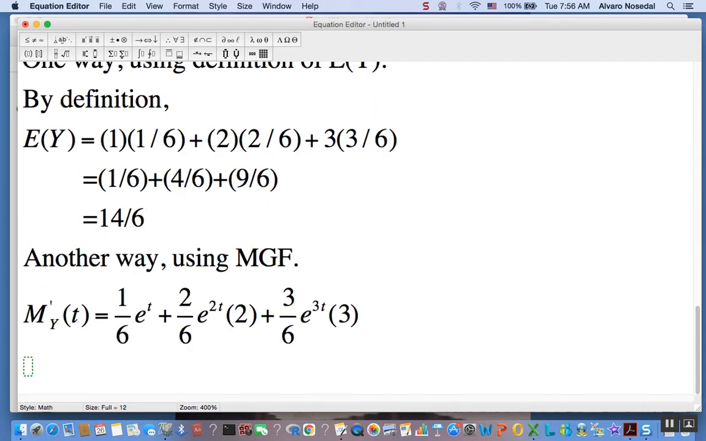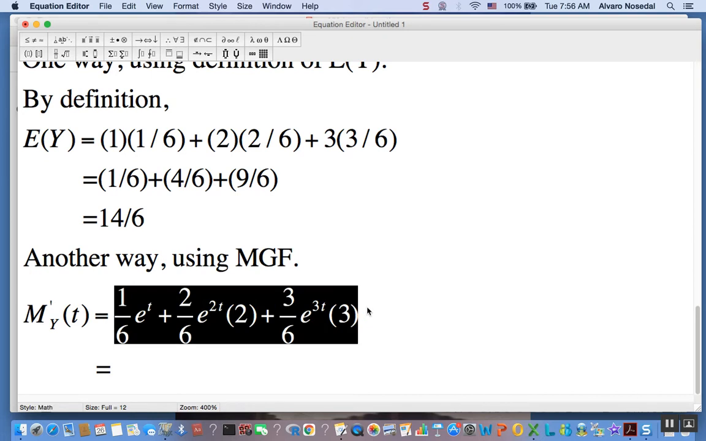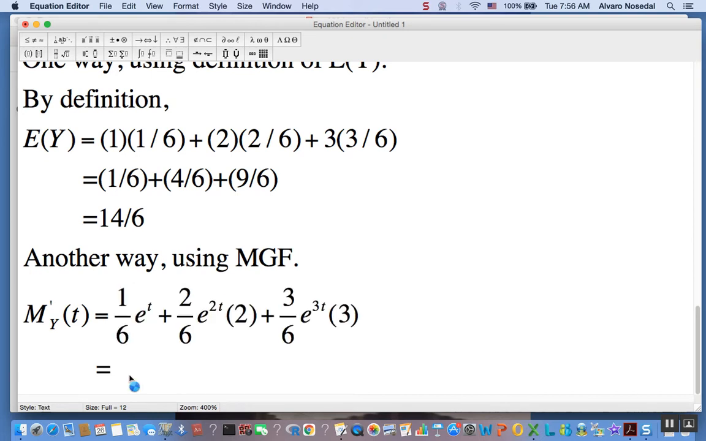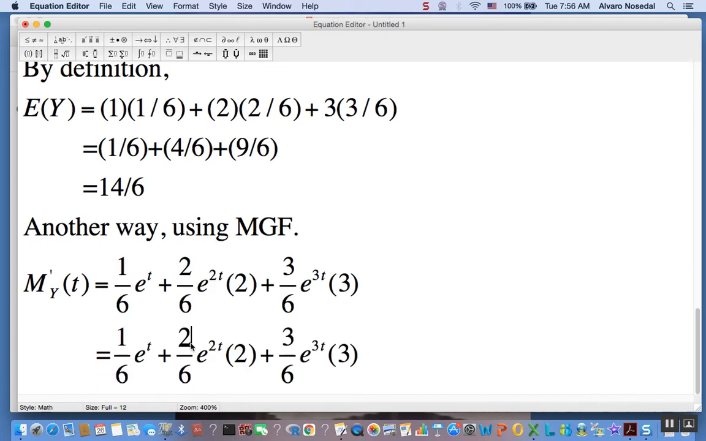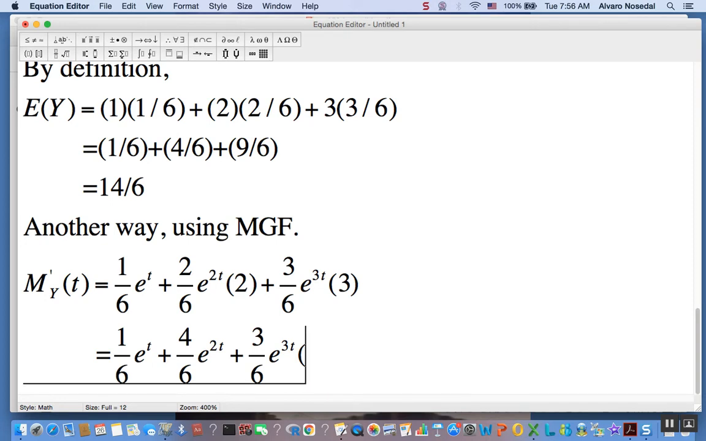Okay. So let's simplify that expression. Now instead of 2 here, we're going to have a 4. We can get rid of that guy. Instead of a 3, we will have a 9. Oh, sorry. Okay.